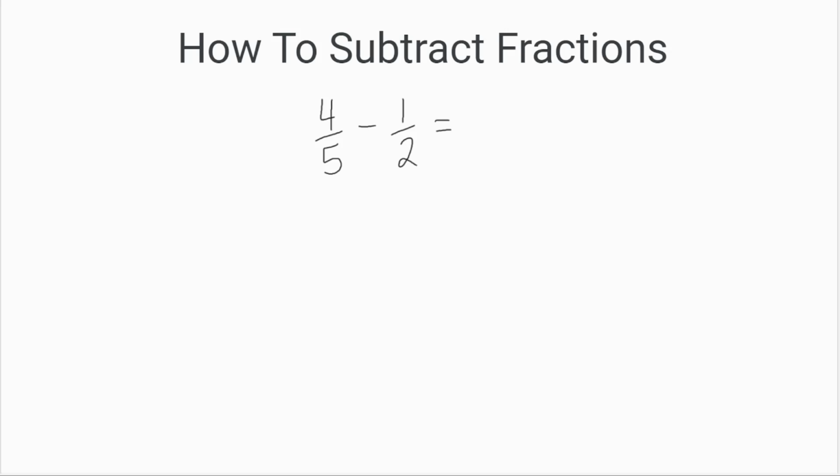Now, the first step we need to do to solve this 4/5 minus 1/2 problem is to find that common denominator. The easiest way to do that is to take both denominators that you originally have, 5 and 2, and multiply them. We get 10. This 10 becomes our new denominator.